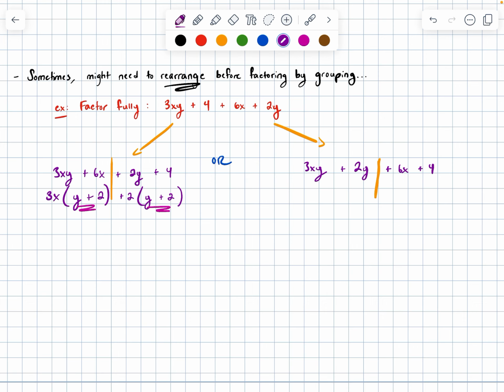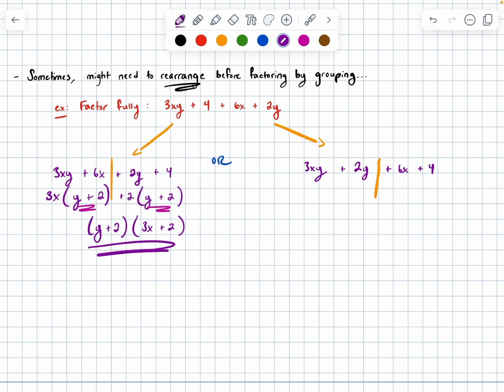Look at that. y plus 2 shows up in both of my groups. Now, using the distributive property, I can take the y plus 2 away from both of my terms. That leaves me with just the 3x in the first term and just the 2 in the last.